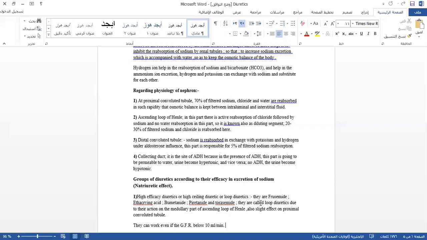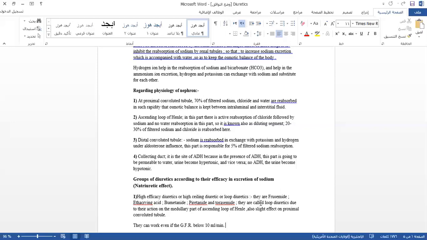Bumetanide is also available, which is Burinex, 1 mg. Furosemide, which is Lasix, 40 mg, is available as tablets. Ampules can be given intravenously or intramuscularly. Yes, they are called high-ceiling loop diuretics. Why? Due to their action on the medullary part of the ascending loop of Henle.